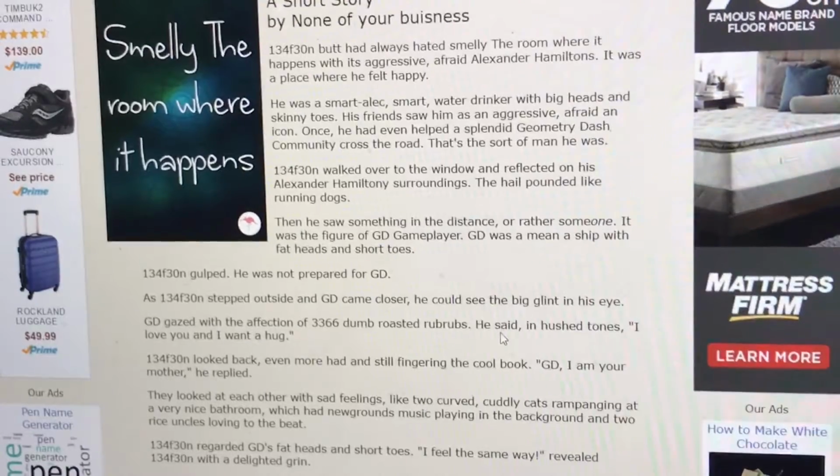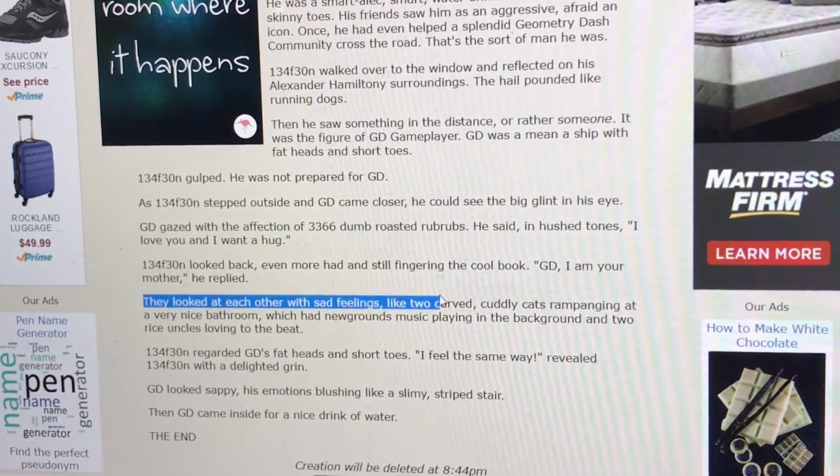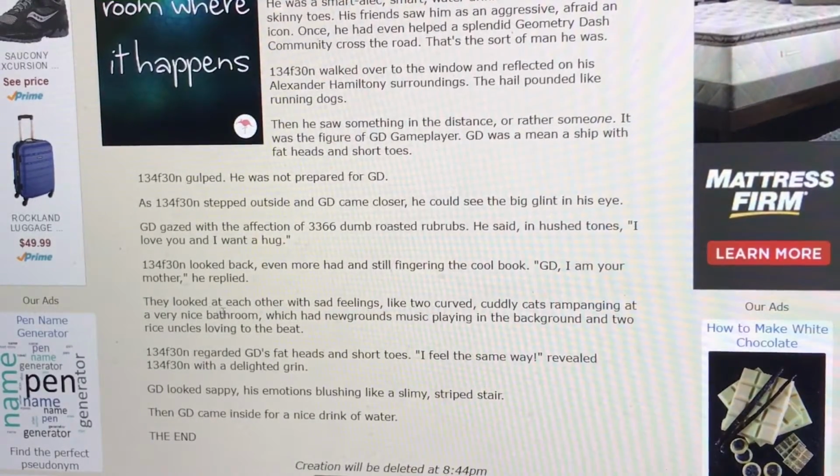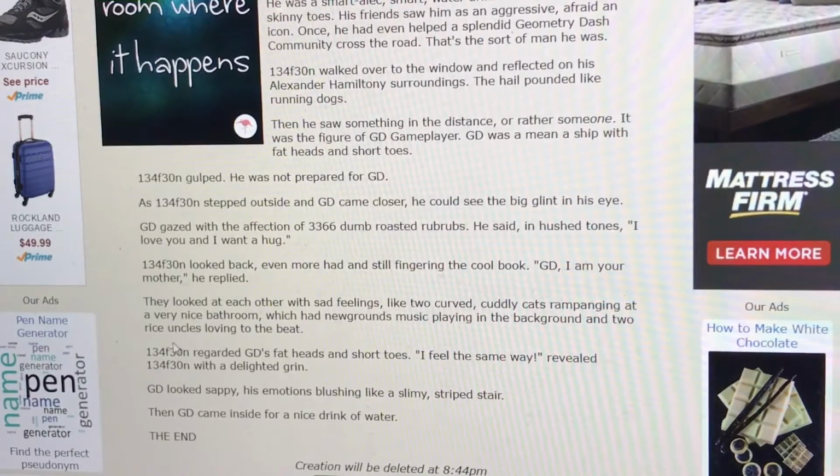With the affection of 33,366 dumb roasted rubs, he said in a hushed tone, I love you and I want a hug. 134F30N looked back, even more had and still fingering the cool book. GD, I am your mother. They looked at each other with sad feelings, like two curved, cuddly cats rampaging in a very nice bathroom, which had Newgrounds music playing in the background, and two rice uncles loving to the beat. 134F30N regarded GD's fat heads and short tails. I feel the same way, revealed 134F30N with a delayed grin. GD looked sappy, his emotions blushing like a slimy striped stare. Then GD came inside for a nice drink of water. The end.